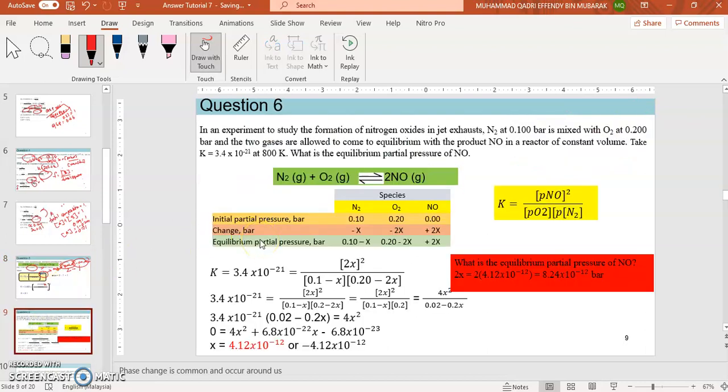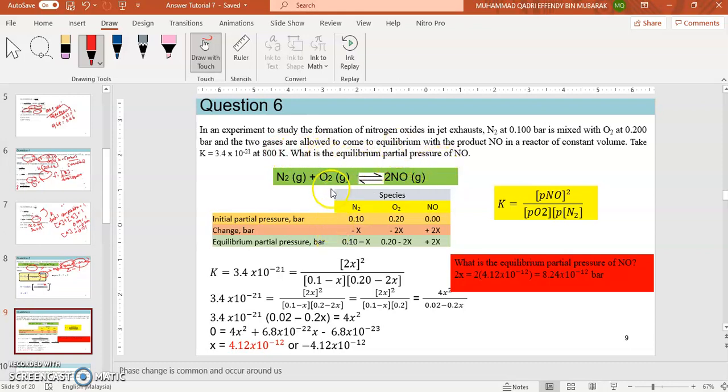Next question, question number 6. In an experiment to study the formation of nitrogen oxide in jet exhaust, N2 at 0.100 bar is mixed with oxygen gas at 0.200 bar, and the two gases are allowed to come to equilibrium with the product NO in a reactor of constant volume. Take K equal to 3.4 times 10 to the power of negative 21 at 800 K. What is the equilibrium partial pressure of NO?